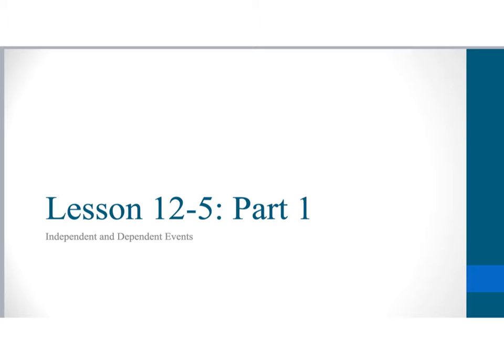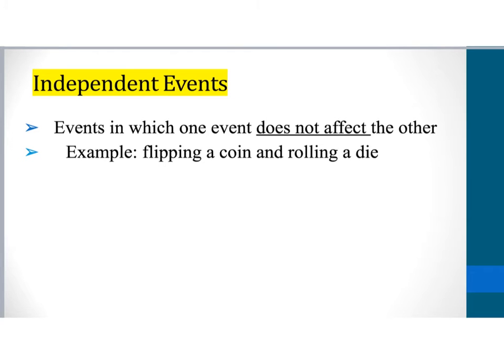Okay, today we're going to look at independent and dependent events. Today we're going to specifically concentrate on independent events. In the part 2 video, we'll look at the dependent events. But right now, an independent event is an event in which one event does not affect the other.